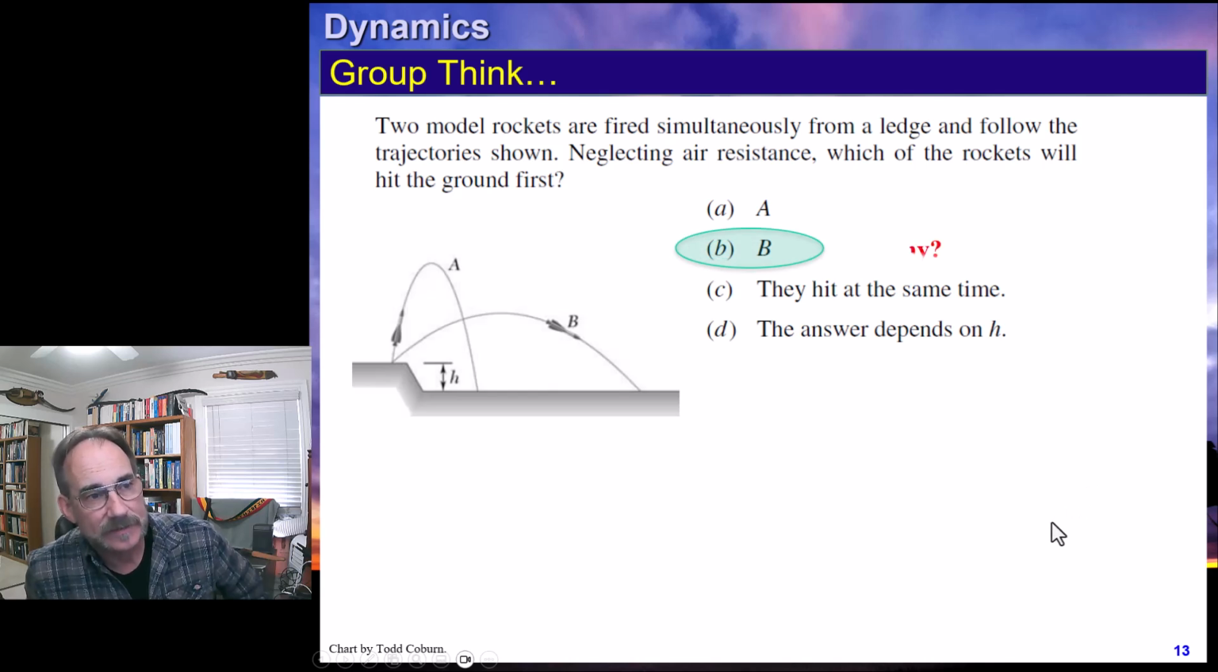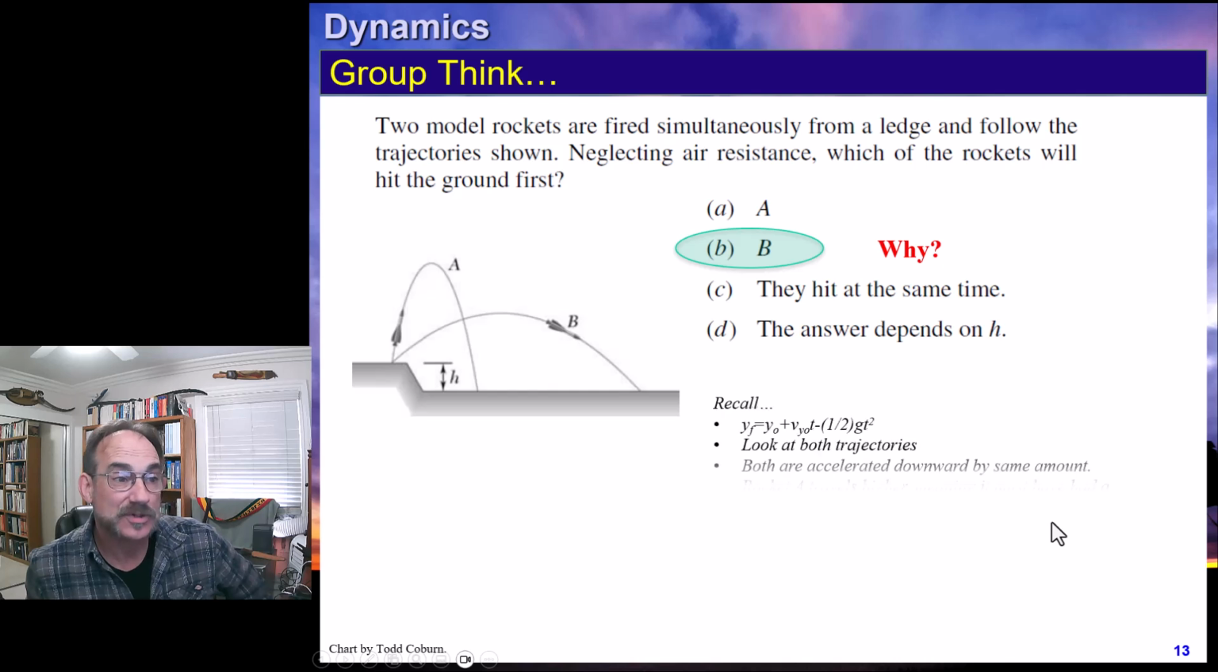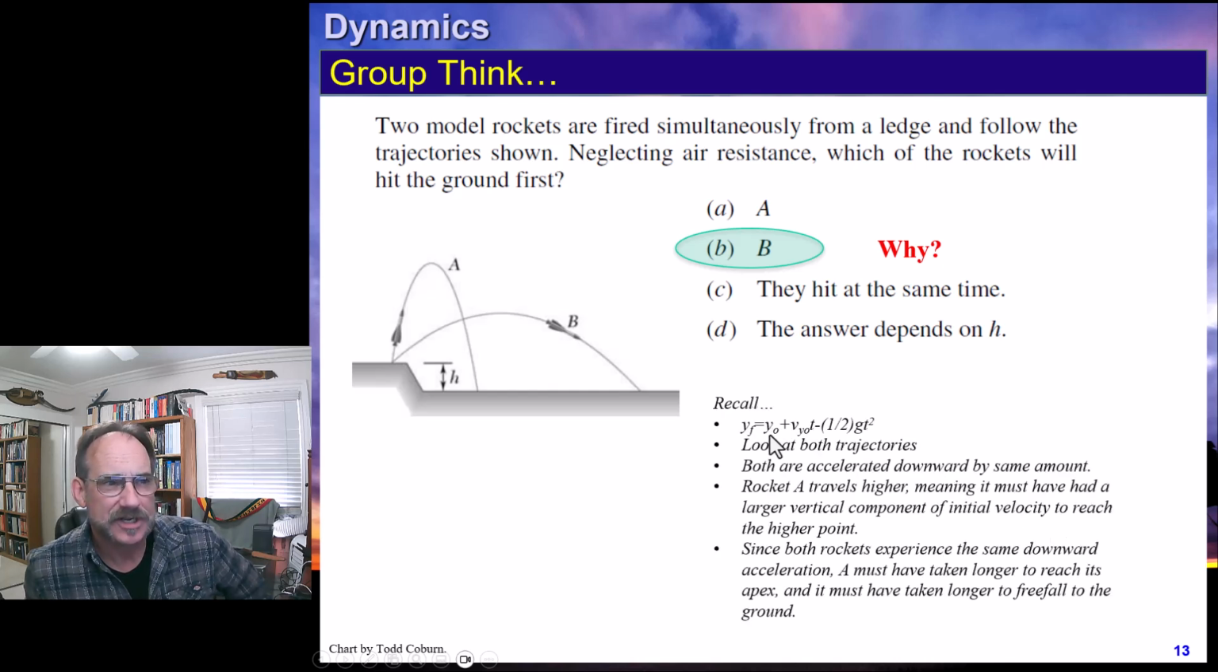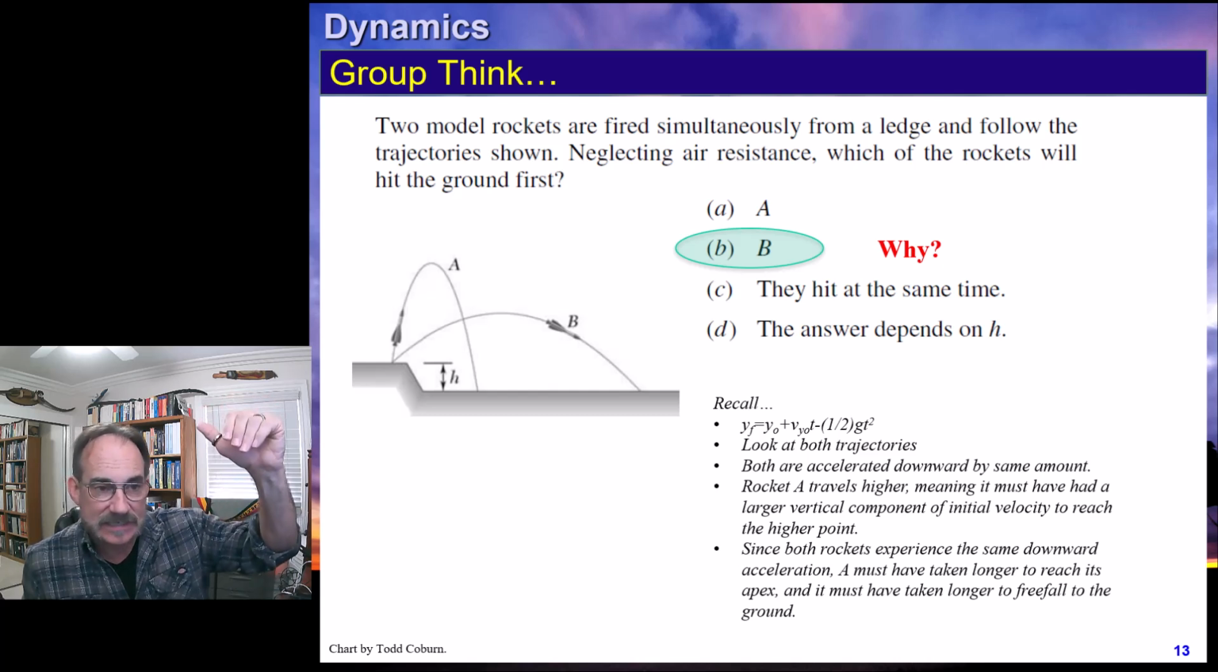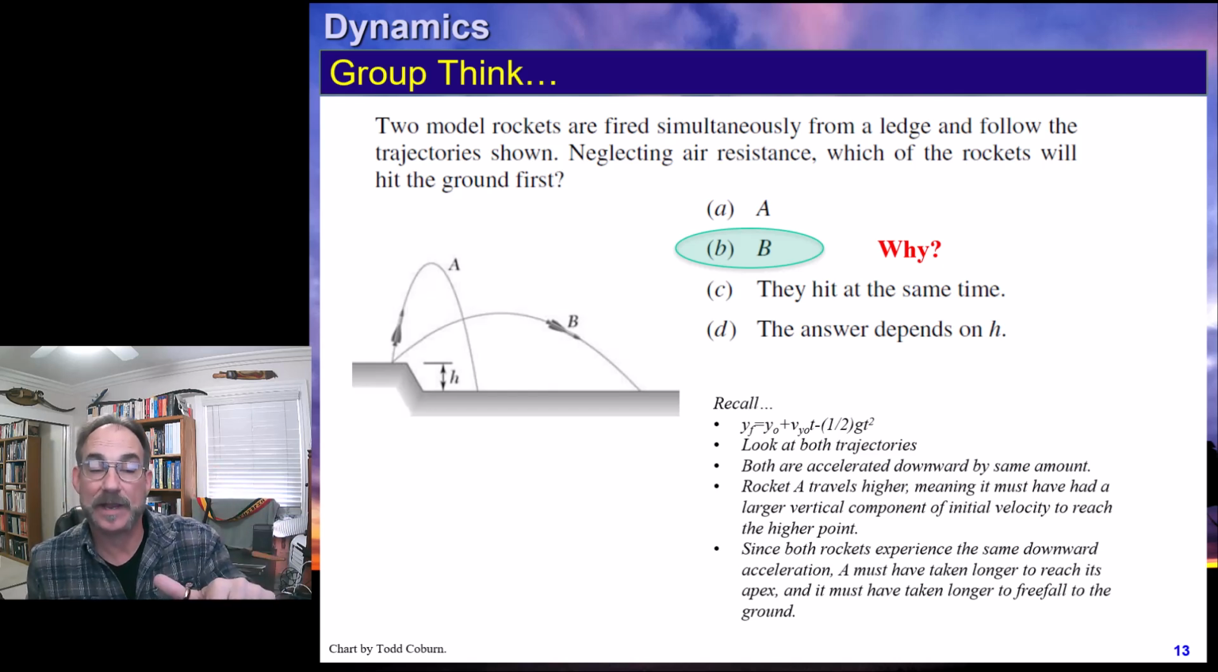It's actually B, and if you want to know why, here's why. Remember, our vertical position is y0 plus v0t minus 1/2 gt squared. If we look at these two trajectories, we see they're both accelerated downward by the same amount. Since the first rocket, A, travels higher, it had to have a larger vertical component of initial velocity in order to go to that height. Since they have the exact same downward acceleration, that one will take longer to get down. It has further to go up and further to come down. They're both being resisted the same way. Therefore, this has to be B.